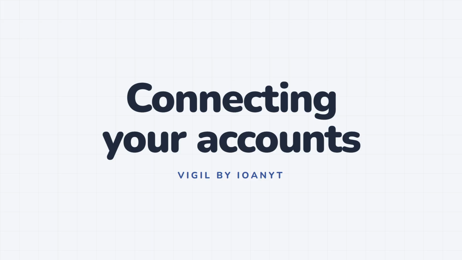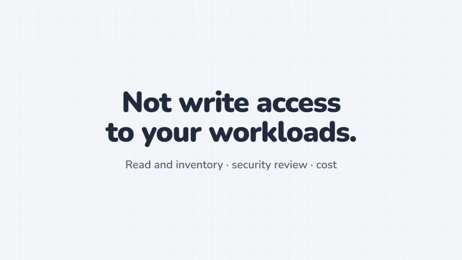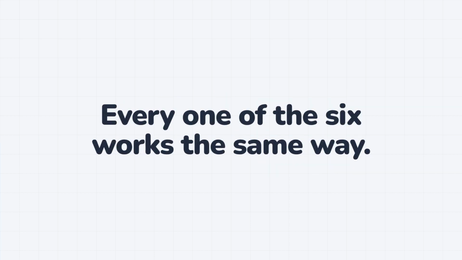And in all 6, what you're granting is the same: read and inventory, security review, cost, not write access to your workloads. Every one of the 6 works the same way.